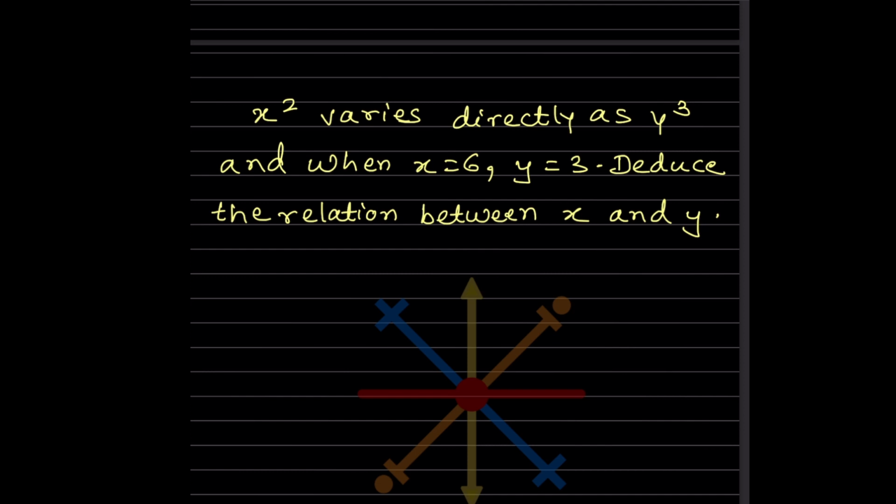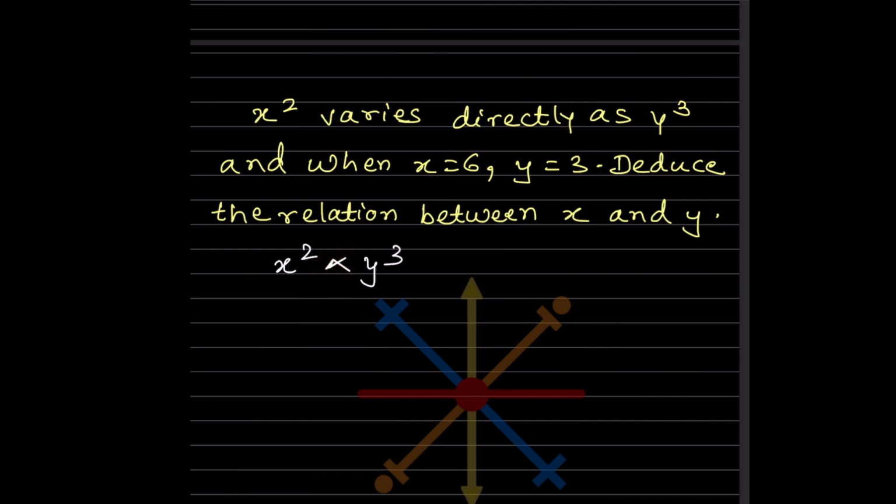So now let us see first, whenever it says varies directly, what we have to do is write x square varies directly as y cube. When it says inversely, you have to write it like this, 1 by y cube. So this is the inverse, but here this is directly. So you have to write this for the direct one.